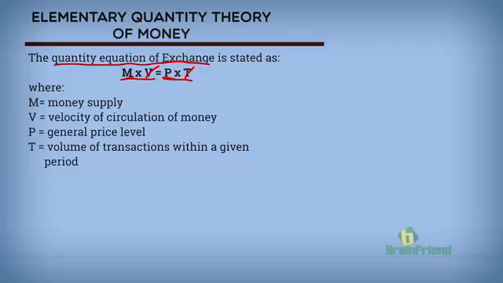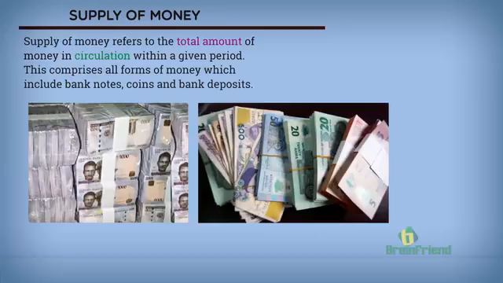Now we'll take a look at the supply of money. What do we understand by the supply of money? The supply of money refers to the total amount of money in circulation within a given period. This comprises all forms of money, which include banknotes, coins, and bank deposits.